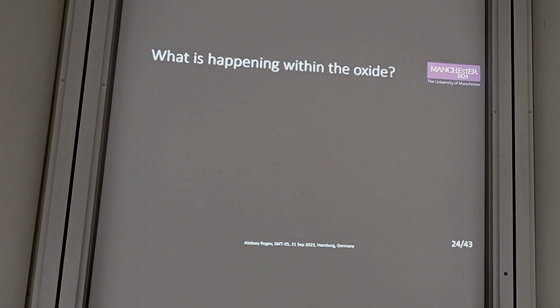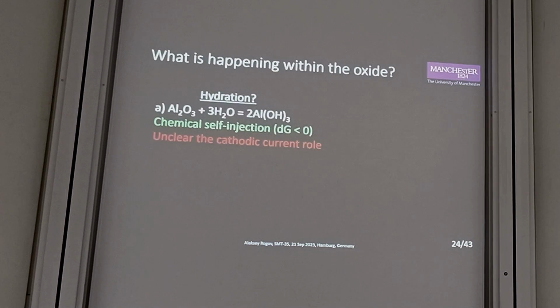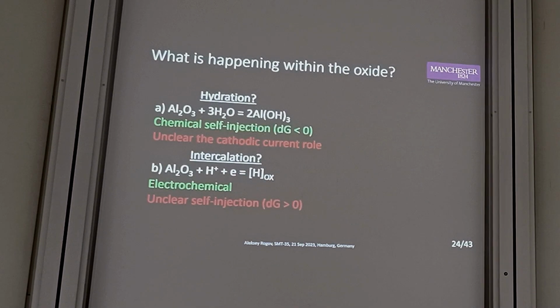So what is really happening within the oxide? Could it be hydration? Could it be intercalation? The hydration is just a chemical process, but it's unclear how it can be associated with cathodic current.